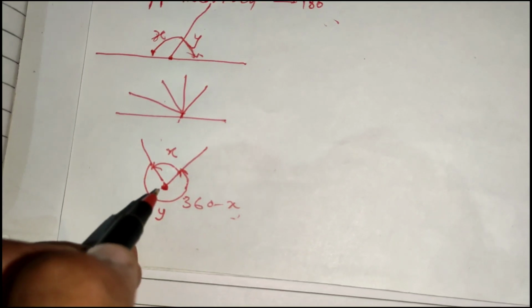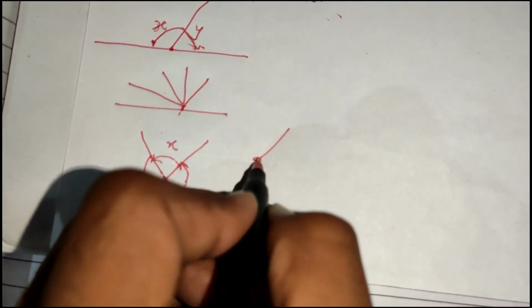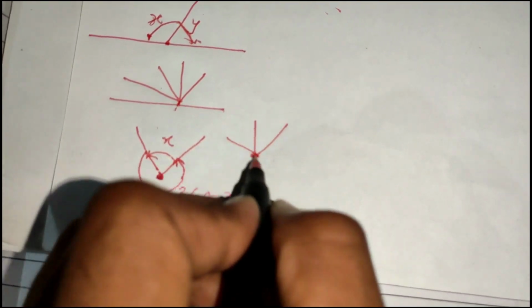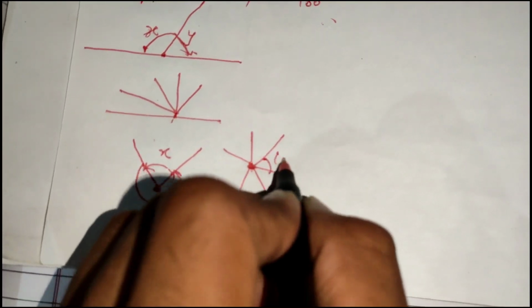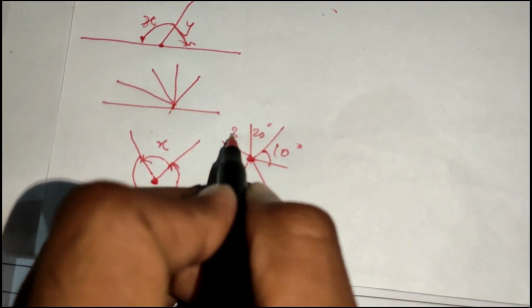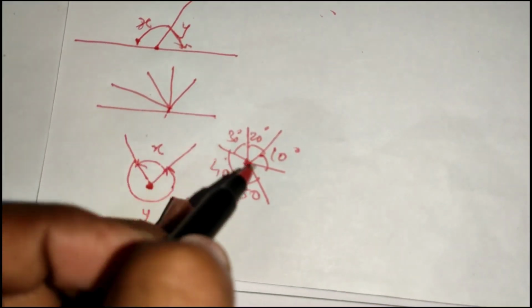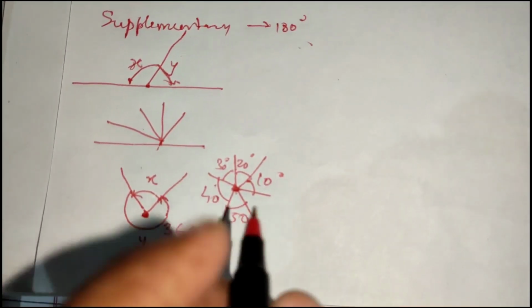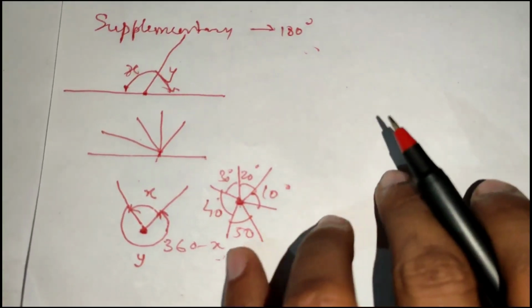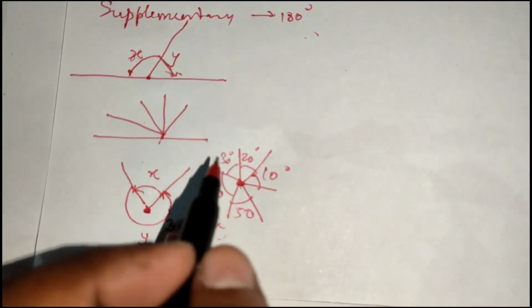This property can be extended to n number of angles. If we have, say, this many angles, all of these add up to 360 degrees. So if we have 10 degrees, this is 20 degrees, this is 30 degrees, this is 40 degrees, this is 50 degrees, then try to find out this angle. Pause this video and calculate this. Write this in the comment section, and then play the video and see if your answer is correct.